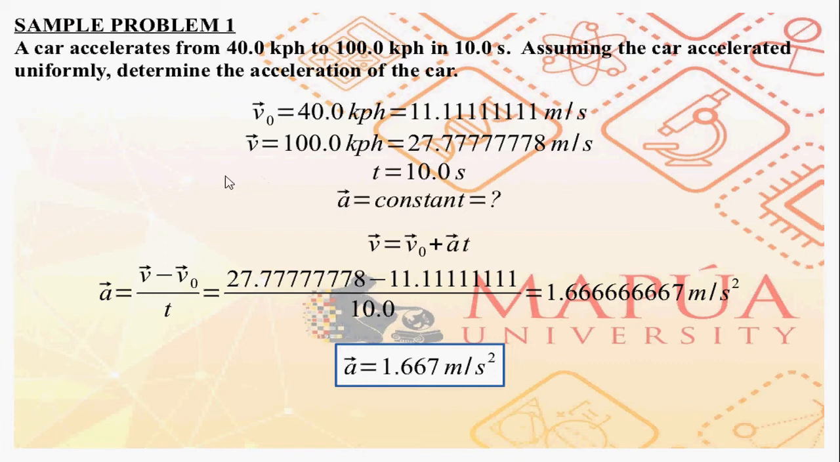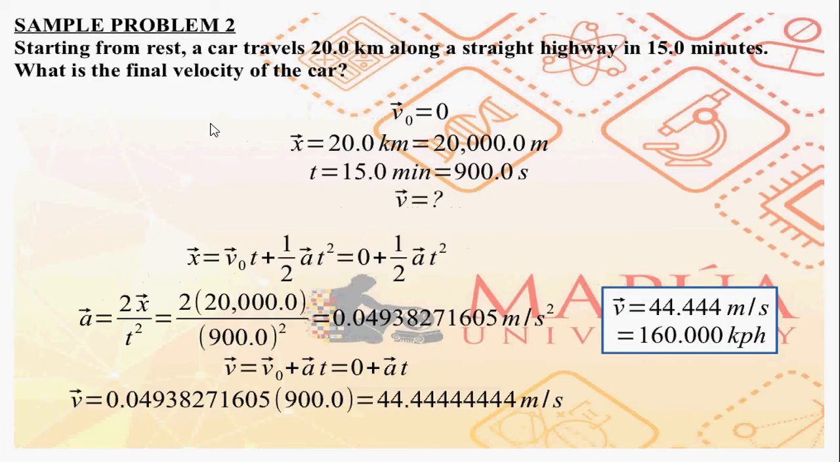Moving on to the next example, you have sample problem 2. Starting from rest, a car travels 20 kilometers along a straight highway, so along a straight line, in 15 minutes. What is the final velocity of the car? The problem tells you, starting from rest, that implies the initial velocity is 0. The car travels 20 kilometers, so distance traveled. Displacement, assuming positive direction.